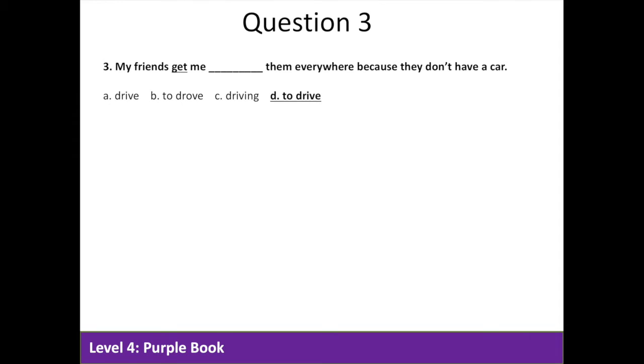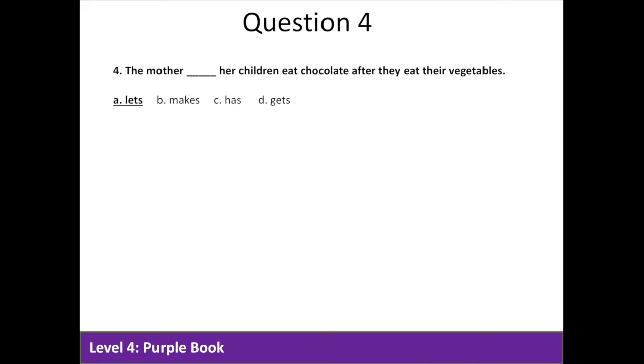Question 3. My friends get me blank them everywhere because they don't have a car. Again, we have get, so we must use the infinitive. Infinitive, as a reminder, is the preposition to plus the base verb, so D is the correct answer.